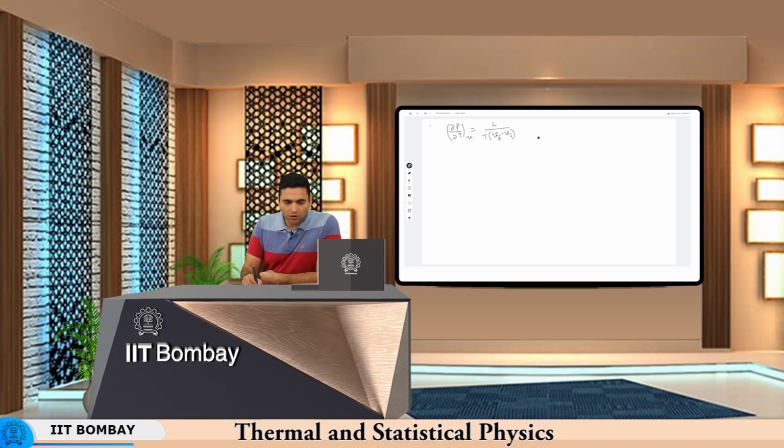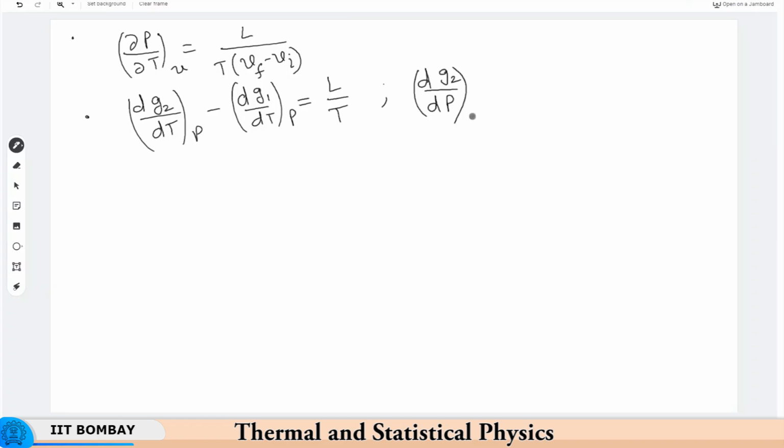All right. And two other important things that we saw were that the derivative of the specific Gibbs potential with respect to temperature in phase 2 at constant pressure, minus dG1 by dT for phase 1 at constant pressure, came out to be L divided by T. And the derivative of the specific Gibbs potential with respect to pressure at constant temperature, minus dG1 by dP at constant temperature, was the difference between the specific volumes of the two phases.